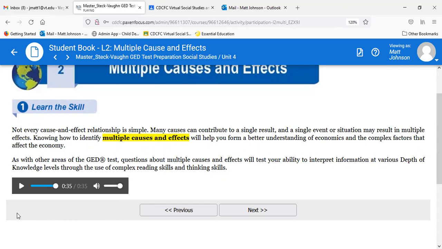Yeah, and so we've dealt with cause and effect throughout the courses so far. We've talked about language arts, we talked about it here. But it's rarely that things are so simple that there's only one cause that leads to one effect. And that applies to a lot of everything.